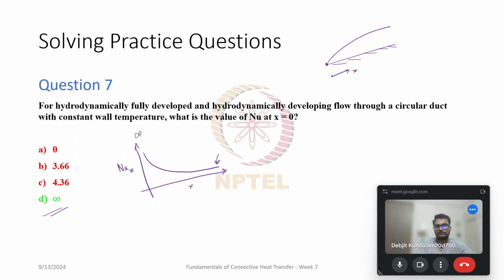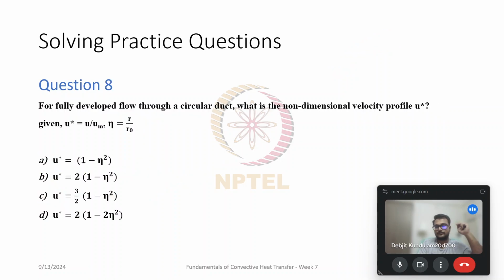Okay, so moving on, we'll move on to the last question of today's session, question number 8, which is asking us that for fully developed flow through a circular duct, what is the non-dimensional velocity profile U star? So U star is the non-dimensional velocity given by U over UM, that is mean velocity, and we define a non-dimensional radius as well, which is dimensional radius r over r naught.